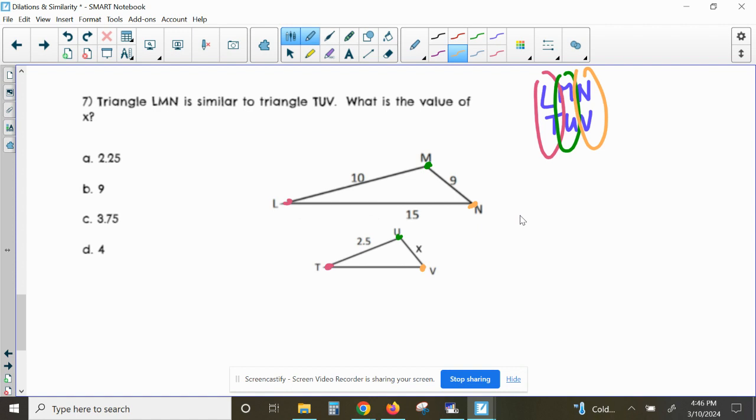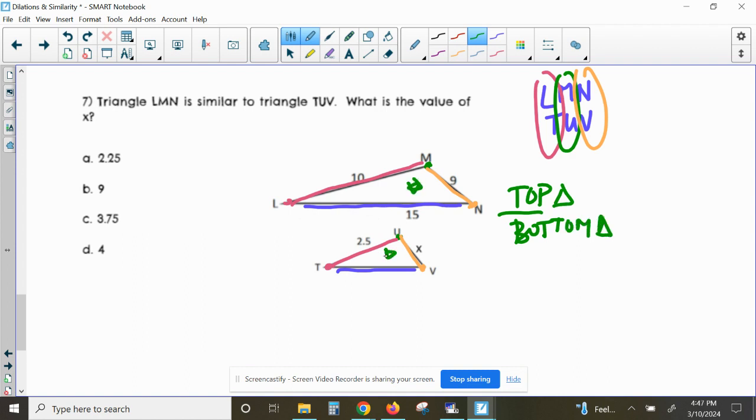So that means that this orange side right here matches this side right here. Also that this pink side matches this pink side, and this blue bottom matches this blue bottom. Okay, so if we want to find out what the measure is, sometimes you could look at it and say, oh, they multiplied by this or they divided by this, and you could easily figure out the numbers. But you can also just set up some fractions. So I'm going to do top over bottom. That means I'm going to do my top triangle over bottom triangle.